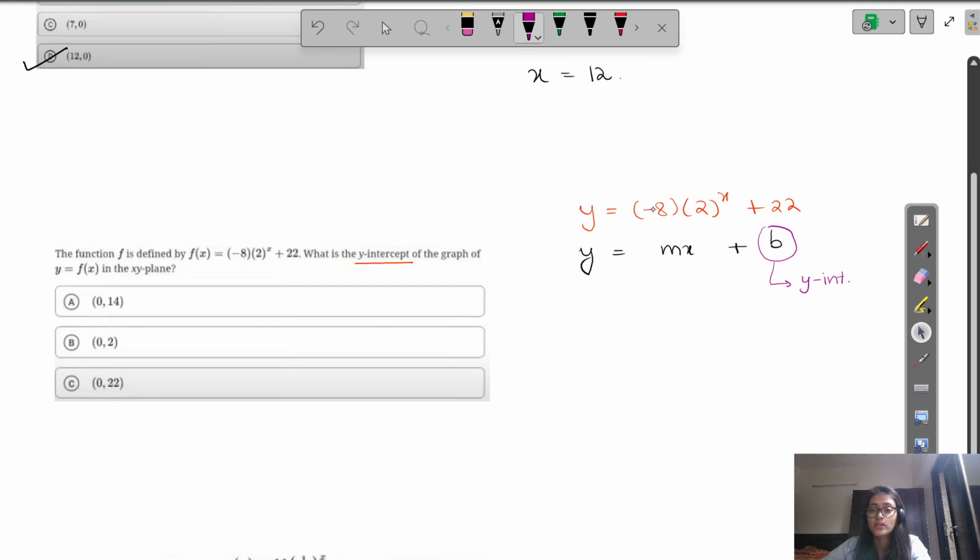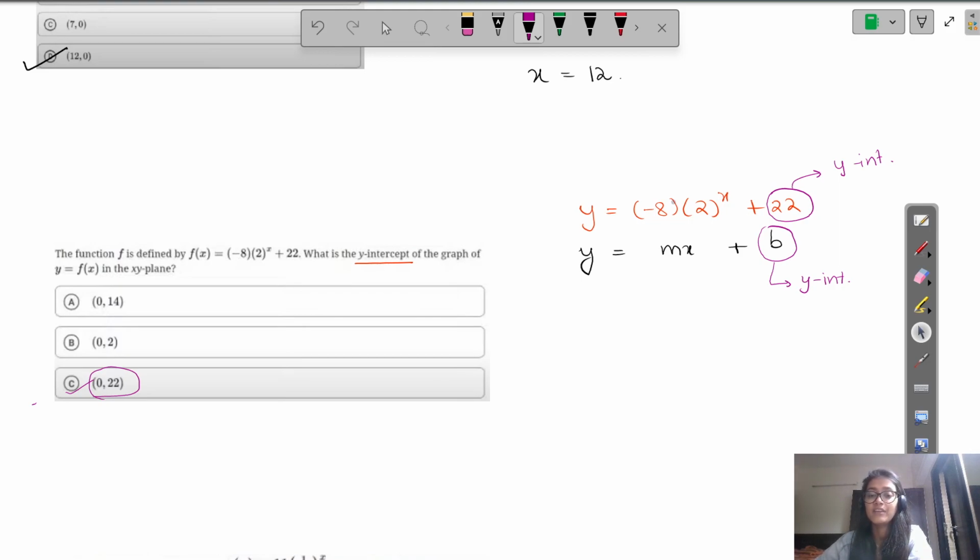So some students confuse the exponential function with the linear function, and they select 22, which is the constant term, as the y-intercept. And the test creators know that you are going to confuse it with the linear function, and that's why they have given this option 0, 22. You will see that and you will select it and you will lose your points.